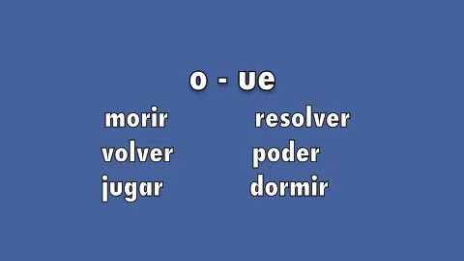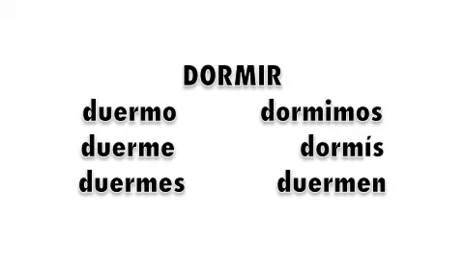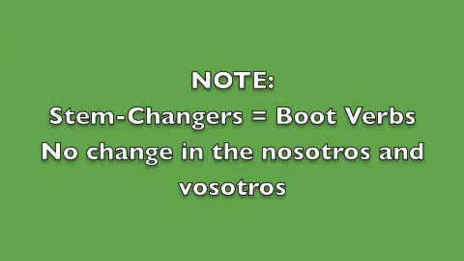Some examples of stem-changing verbs in the present tense from o to ue are morir, volver, jugar, resolver, joder, and dormir. An example of how to conjugate a stem-changing verb from o to ue is shown here. Note that stem changers are boot verbs, meaning they don't change in the nosotros and the vosotros forms.